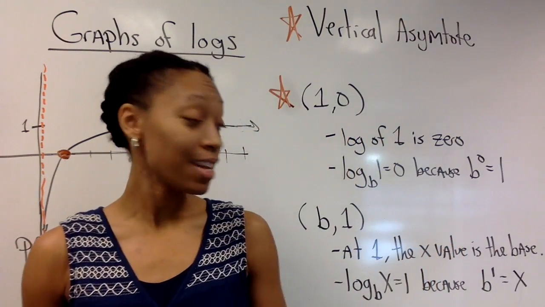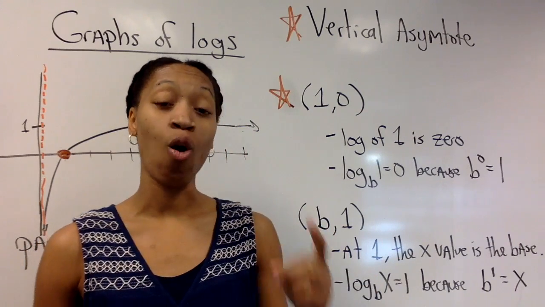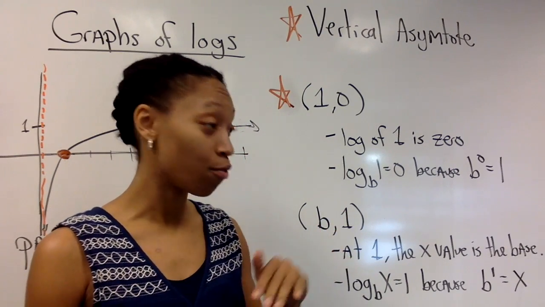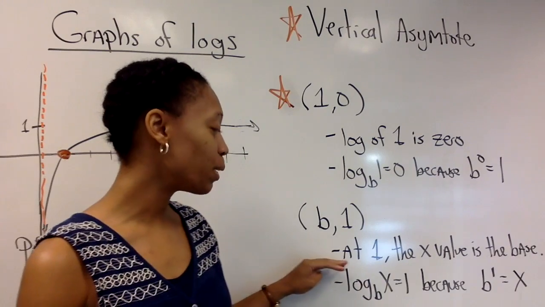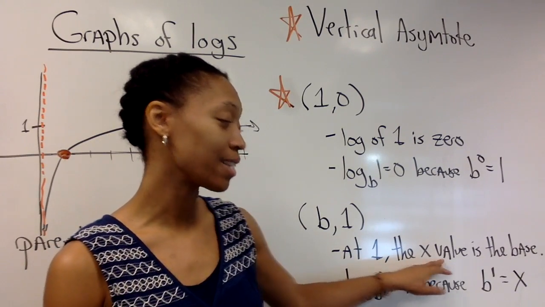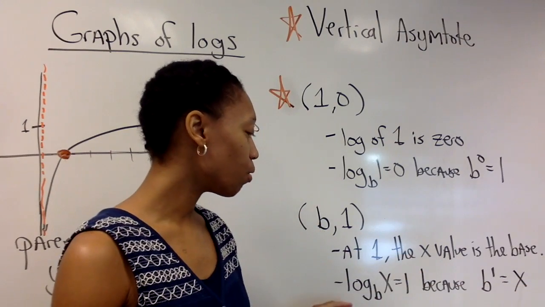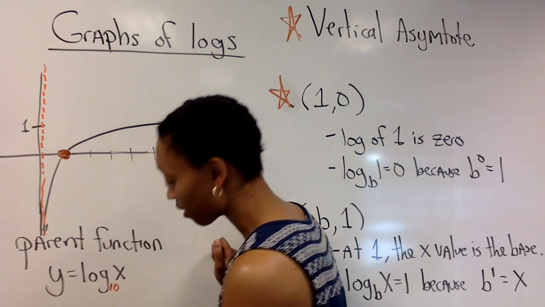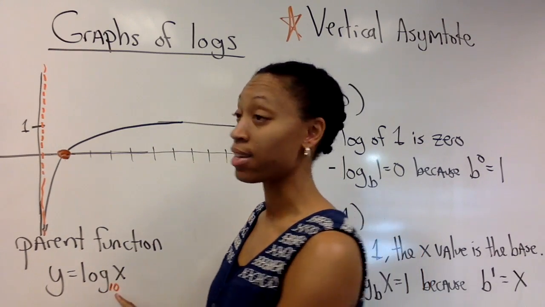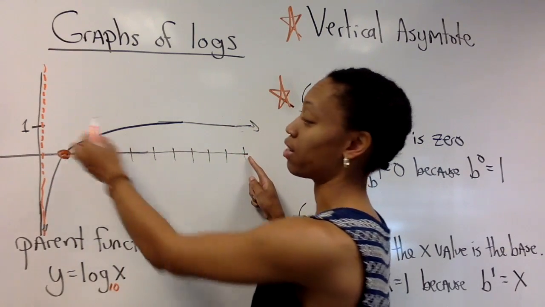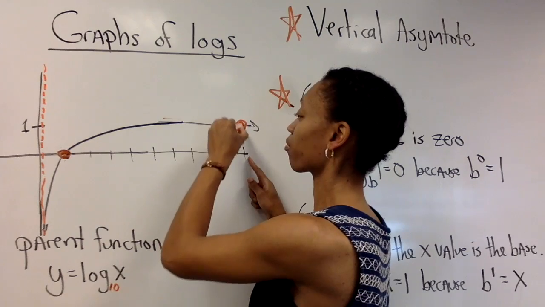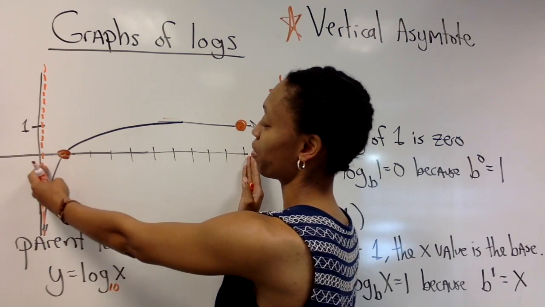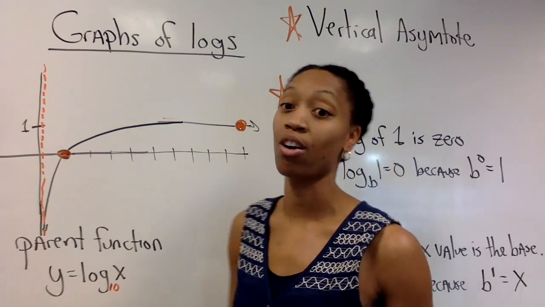And then lastly, there's another point that can always be included on the graph, and that is where the function is equal to 1. The function will be equal to 1 when x is the value of the base. So in our equation, we can see that since there's no base here, the base is 10. That means that if I come out to 10, the function is up 1. So whatever the base is, I can come over that much from the asymptote and come up 1. That point is on the parent function.